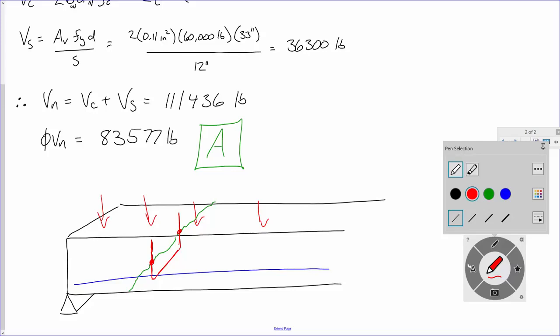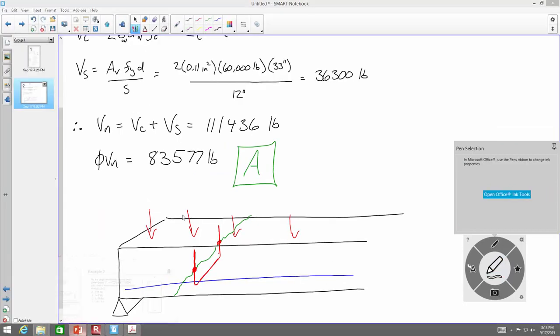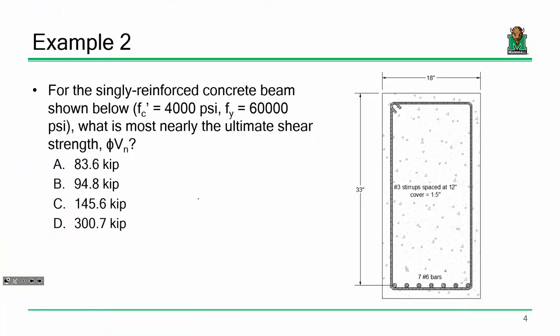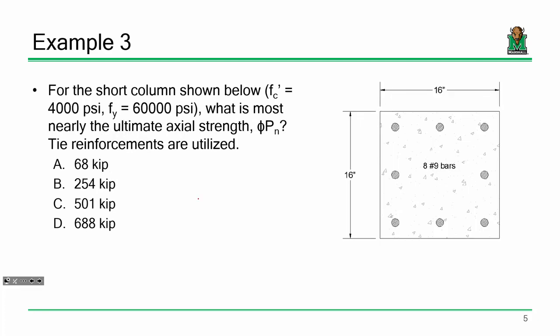All right, everybody good on this problem? Again, it really is just plug and chug. And the next one is going to be even simpler. So we did a moment assessment, we did a shear assessment, now we're going to do an axial load assessment.